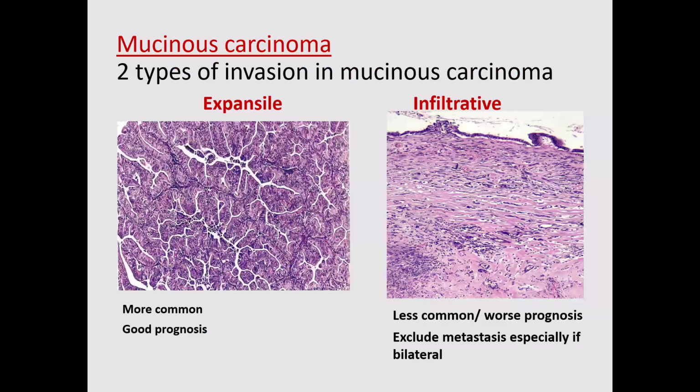The mucinous carcinoma has two types, expansile and infiltrative. The expansile is the more common. Generally, mucinous carcinomas of the ovary are more commonly expansile in pattern. These purely expansile tumors tend to have excellent prognosis, close to borderline tumor. However, the presence of an infiltrative pattern of invasion is less common and has worse prognosis. And in any mucinous carcinoma, when there's an infiltrative pattern, we must exclude metastasis, especially if bilateral, because the infiltrative pattern is less commonly seen. The expansile is the more common.